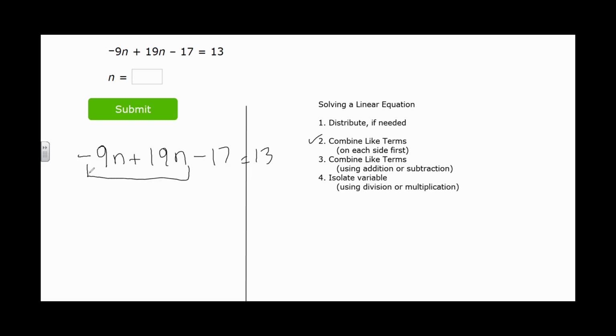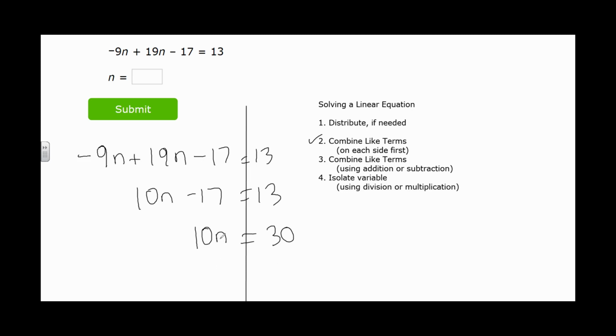So now I'm going to combine these like terms. I know they're alike because they both have a variable n, and they have an invisible exponent that we usually never write. All right, so then you combine them. That gives you 10n minus 17 equals 13. And then, as I mentioned before, you can do mental math here. If you want to do mental math, you will recognize that you're adding 17 to both sides. So you would just write 10n equals, and then you do the mental math of 17 plus 13 to get 30.